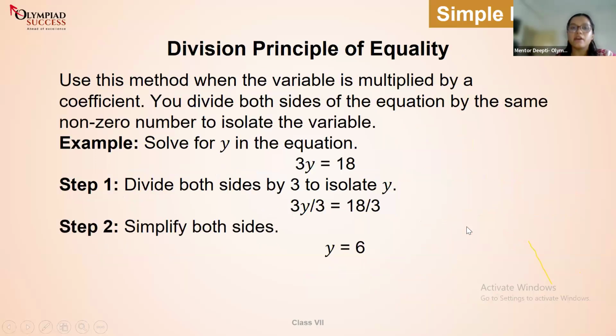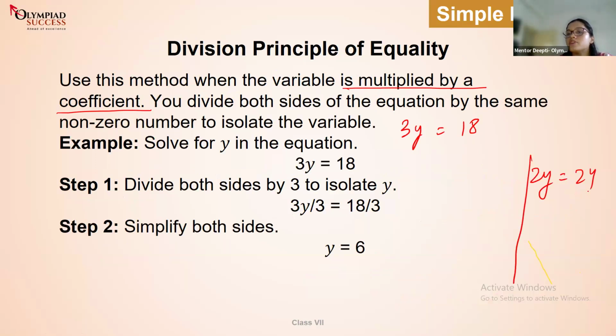Okay, now next is the division principle of equality. For the division principle, use this method when the variable is multiplied by a coefficient. Again, our purpose is to isolate the variable. Now, if the equation is 3y equals 18, just like the equation 2y equals 24, the cows and farmers equation which we created. So 3y equals 18.